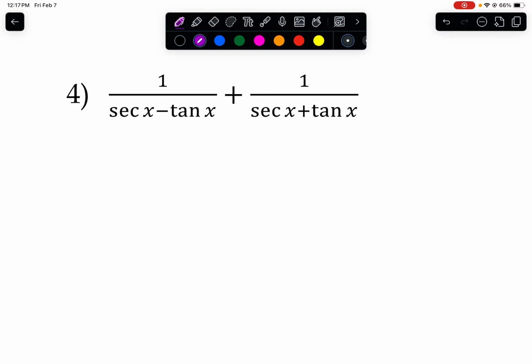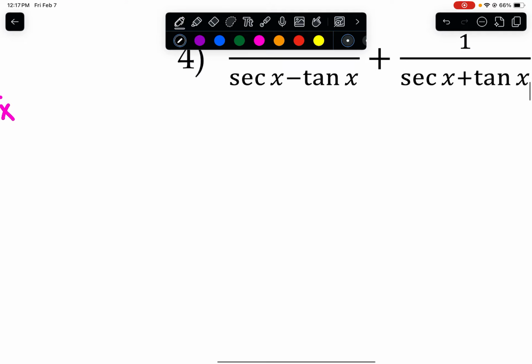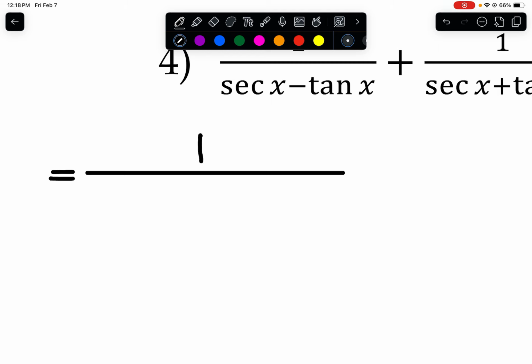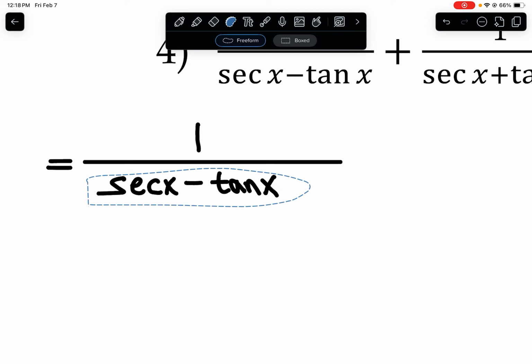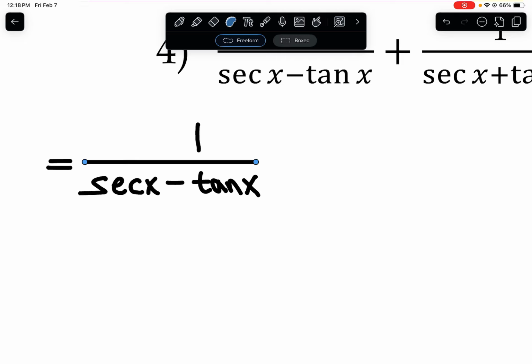So what I'm going to do, I'm going to write the original problem in black, and then you'll see what I'm adding on in color. So I'm going to have 1 over secant x minus tangent x. And then what I need to do is get a common denominator.